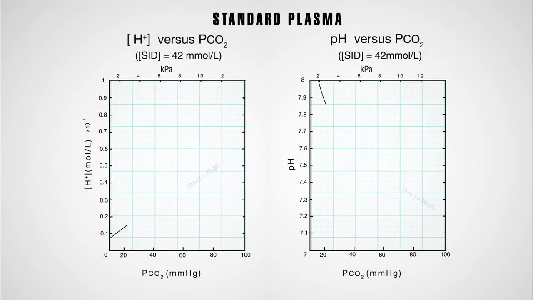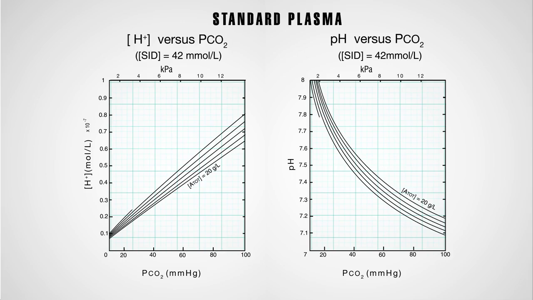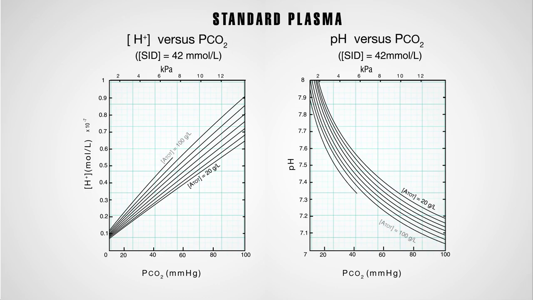We can now examine curves by fixing SID at 42 millimoles per litre, which is a typical physiological value, and changing the weak acid concentration in this case, in other words, the plasma proteins. We start with a very low plasma protein value of 20 grams per litre, and as you see again, the hydrogen ion concentration increases with increasing carbon dioxide. Or, if you like, if you look at the right-hand curve, the pH drops with increasing carbon dioxide. However, as we increase our plasma proteins, in other words, our weak acids, each successive curve produces higher and higher hydrogen ion concentrations for a given level of CO2.